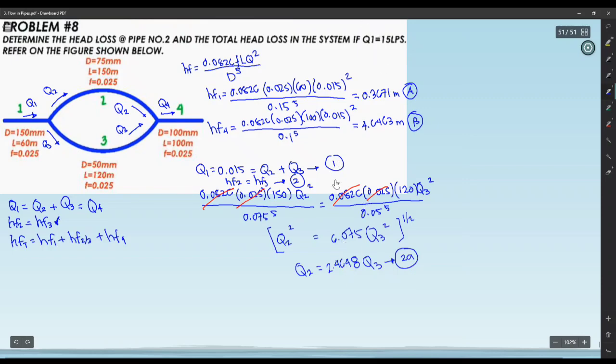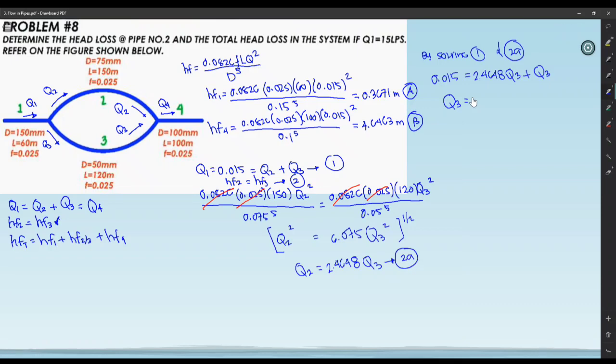So, now, by solving 1 and 2a simultaneously, mapapalabas natin yung value ng Q3. Okay? So, substitute lang natin dito. Or that is 0.015 is equals. So, yung Q2, ang gagamitin natin value is ito para isa na lang yung unknown. So, 2.4648 of Q sub 3 plus Q sub 3. So, we will have an answer for Q sub 3. Or that is simply 0.015 divided by 1 plus 2.4648 or 3.4648.